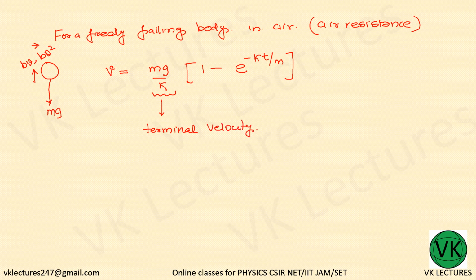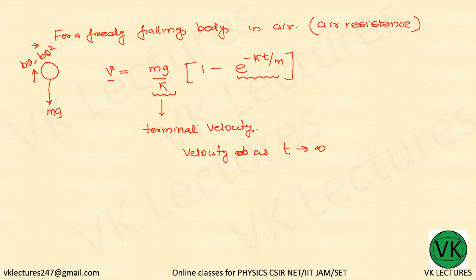Beyond this velocity, any body will not fall. A body cannot fall with a velocity which is greater than the terminal velocity for a freely falling body. Now terminal velocity is the velocity as t tends to infinity. As t tends to infinity, the term e to the power minus kt by m becomes 0 and v will be equal to mg by k.